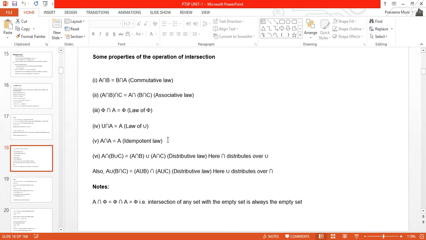Venn diagram we'll discuss. So using Venn diagram we will be verifying all these properties. You have to take some examples. Using those examples we will be verifying these properties.